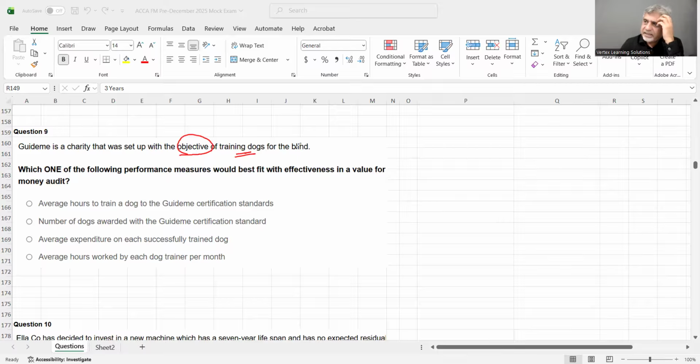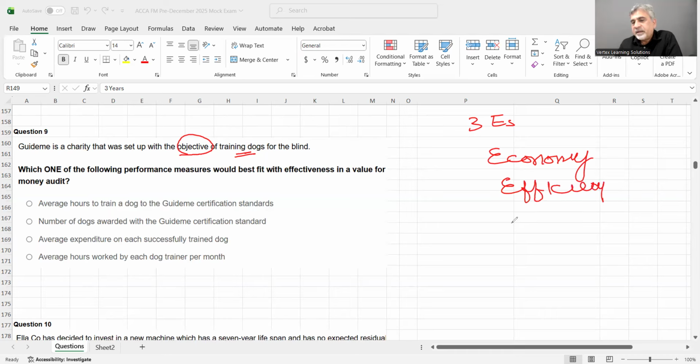Okay, we know that there are 3 E's. You have got your efficiency, you've got your effectiveness, and remember that you've got your economy. Economy means you achieve the budget. You meet the budget. For example, 3 E's. Okay, I have to explain 3 E's of non-financial performance. One is called economy, one is called the efficiency, and the last one is called the effectiveness.